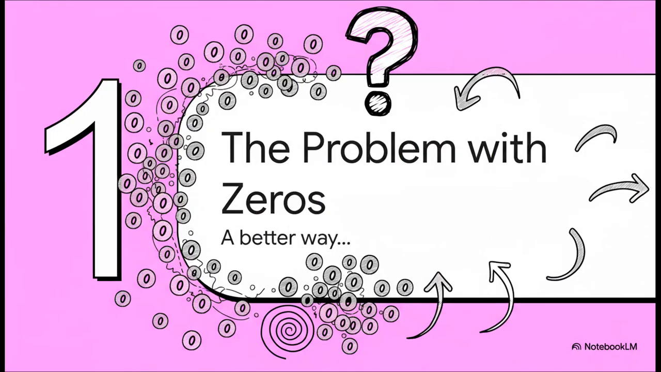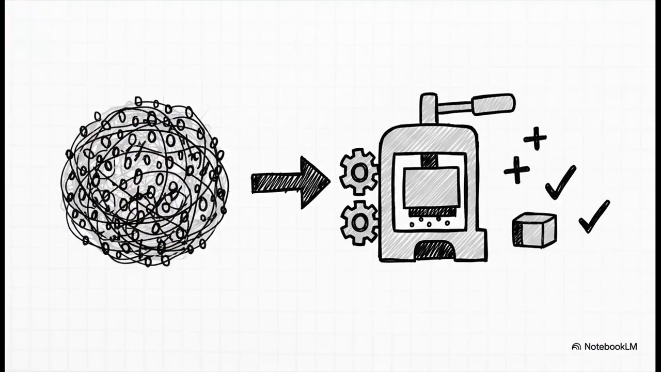So yeah, that's the big problem, right? All those zeros. They're clumsy, they're confusing, and honestly, they just get in the way. Surely there's got to be a smarter way to do this. And of course there is.